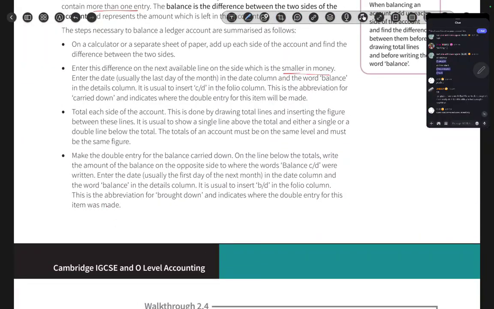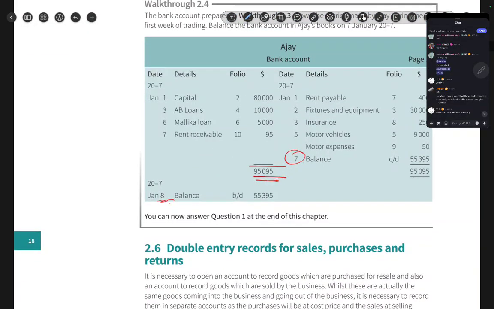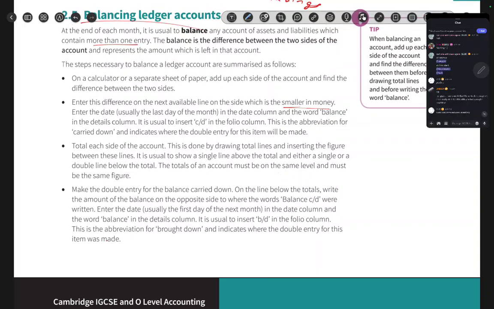That's the next step. To total each side, you just draw lines, like one line and then a double line. The double line represents that you're closing the account. No entry related to this month will happen after this. Anything that happens after this is for the next week. In this case, it's a week. Normally it's a year or month.